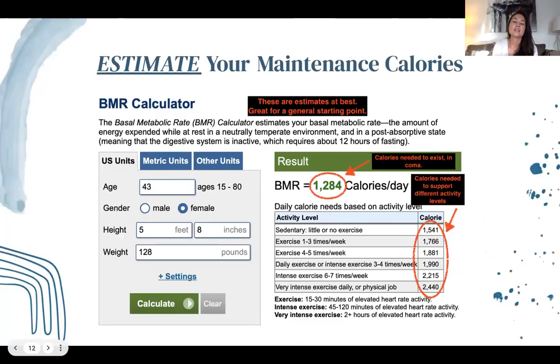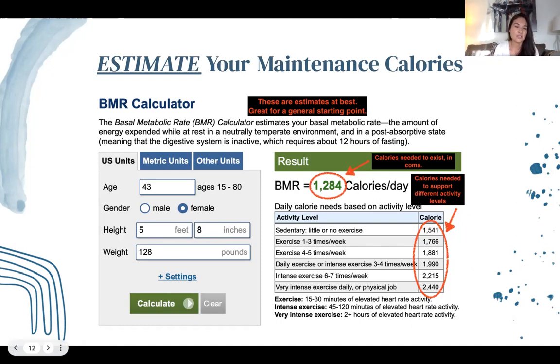So you're going to want to do an estimate of your maintenance calories. And I really want to emphasize estimate because we don't know for sure. It's never going to be down to the calorie, but we can certainly get an idea and we can get pretty close. This is just an online calculator that I use personally. I'll post the link for it in our group. Most of them are going to look very similar to this, right? It's just going to look at very basic information here: your age, gender, your height, and your weight. And it's going to give an estimate.